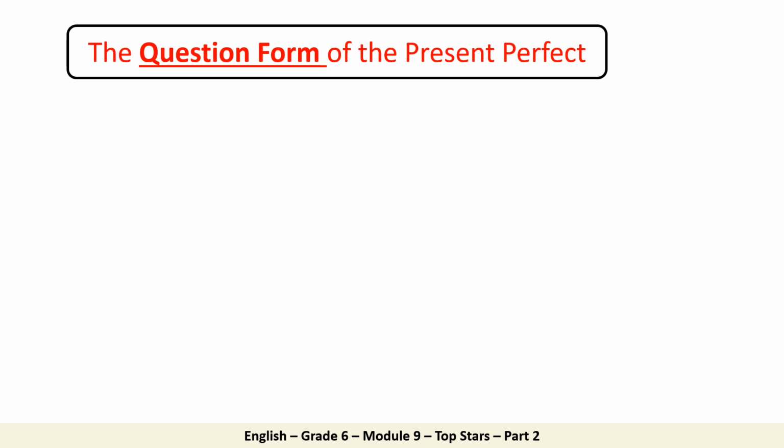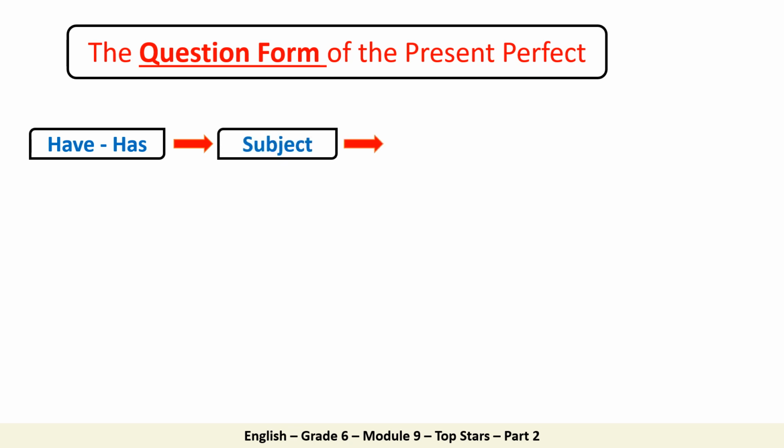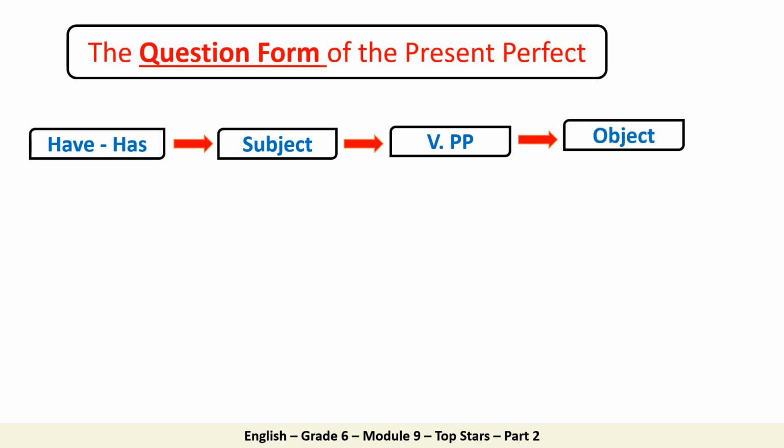What about the question form of the present perfect? Well, it's different. And this time, we're going to start with have or has. After that, we're adding the subject, and then we're going to put the main verb in the past participle form. And finally, we're going to put the object. So the subject is going to be between have or has and the verb in the past participle form. All right, let's see how.